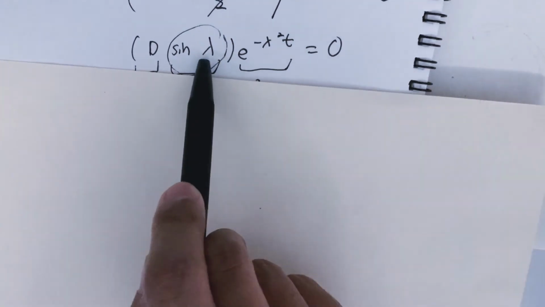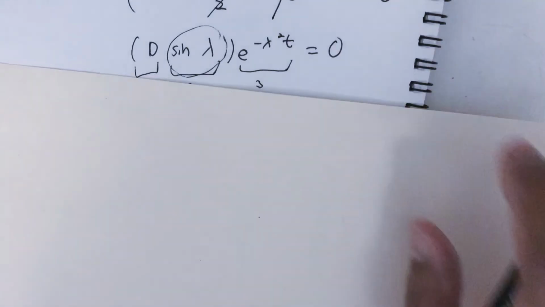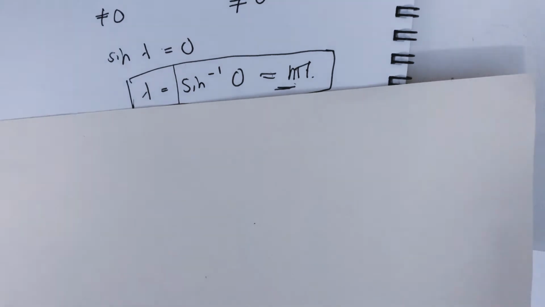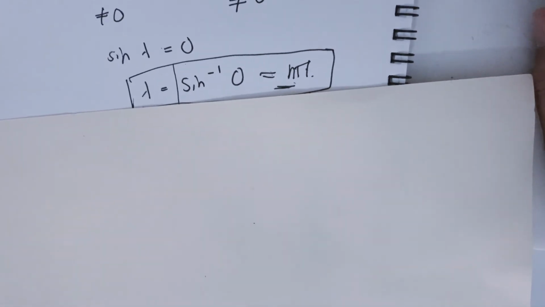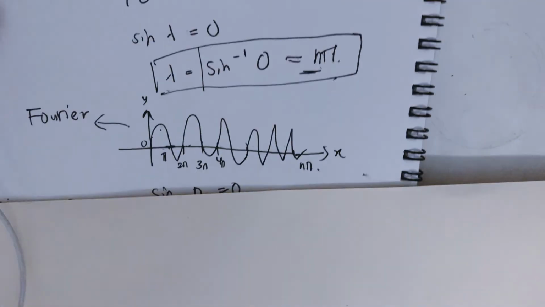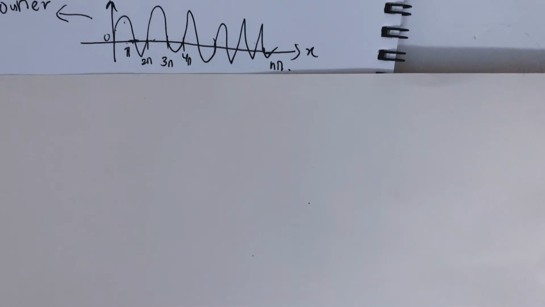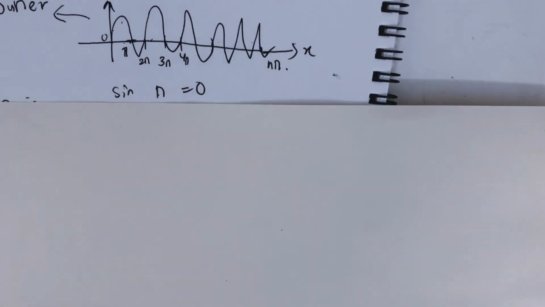Okay, the one that's left is sin lambda, so we're going to set this one to 0. When sin lambda equals 0, that means lambda equals sin inverse 0, but sin inverse 0 is not just 0. Unless you trust your calculator so much, but it's wrong. It's 0, but it's also n pi. This depends on the sine graph, which I already sketched here.